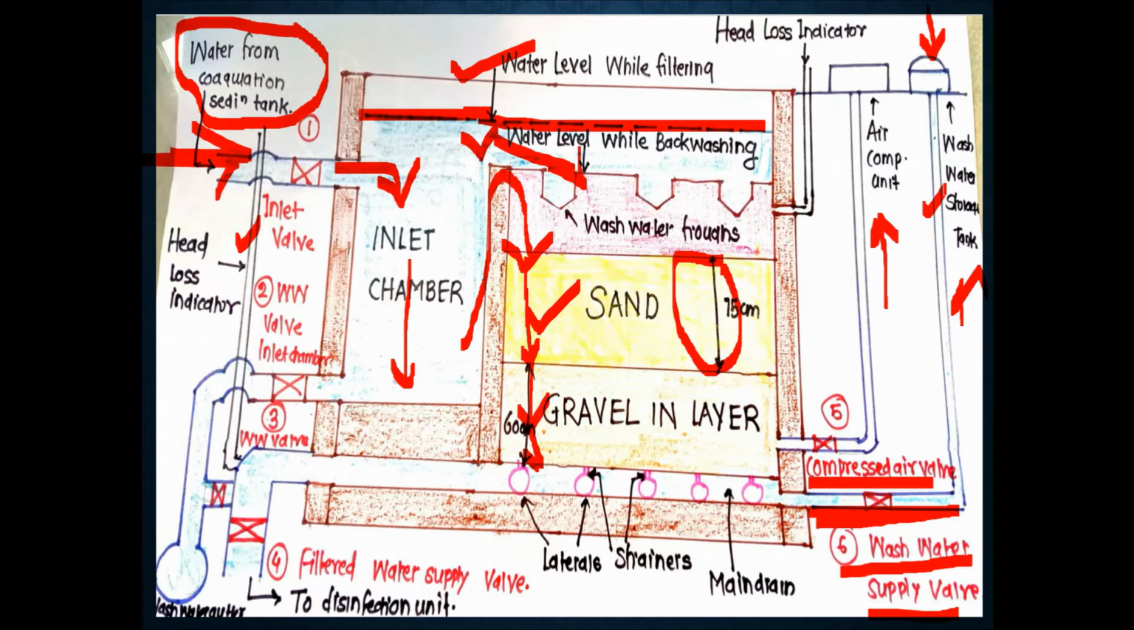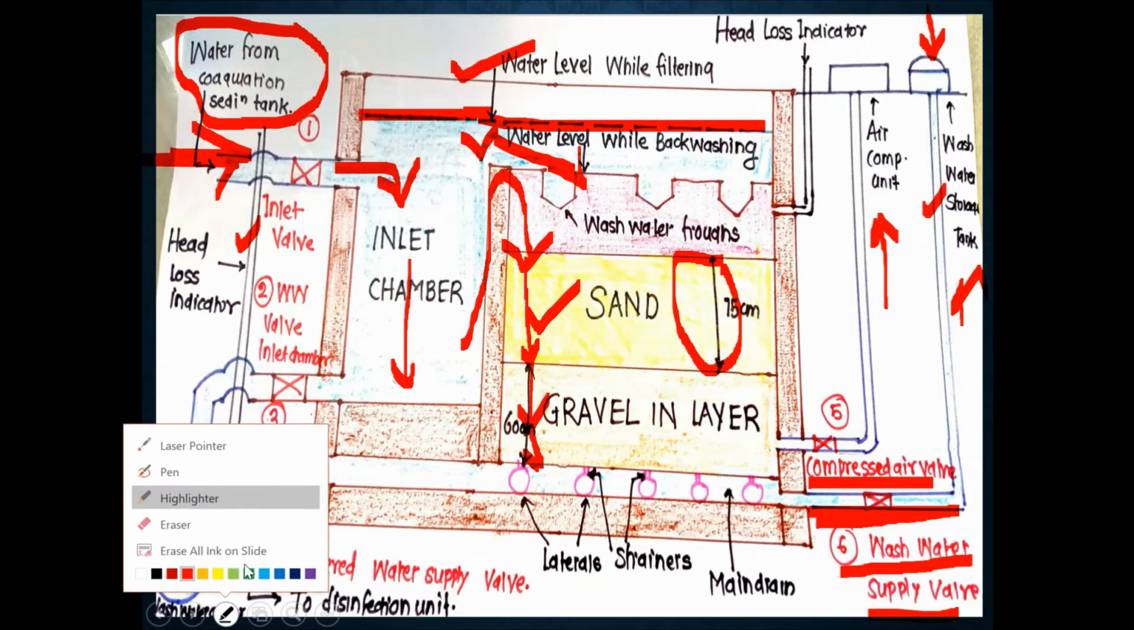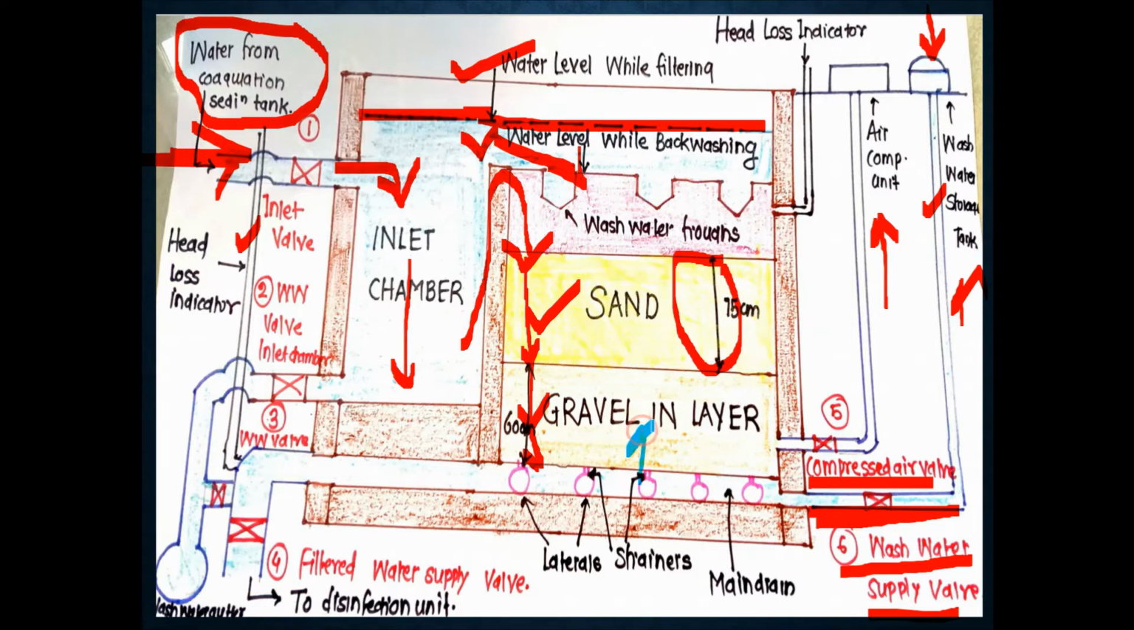I have written here. When filter cleaning, maintenance, or you can call it repair, is carried out, wash water enters with the help of the compressed air through the bottom, and this under drainage system having perforation, and through these perforations compressed air and wash water enter at a pressure and travel from the bottom through this under drainage system. And when it travels from this bottom, it will first pass through the gravel layer, second it will pass through the sand, and third it will pass through the wash water troughs, and this is known as the water level while backwashing.